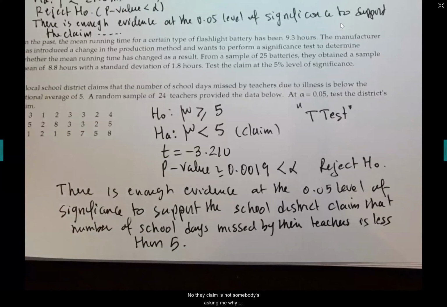No, the claim is not. Somebody is asking me why the claim is not an H0. It says below the national average. Below means less than. What I want to try to do also is come up with a list of words, put them all together and send them to you with the sign that you should use on each one. So every time you see the word below, it's a less than, above, more than, and so on and so forth.